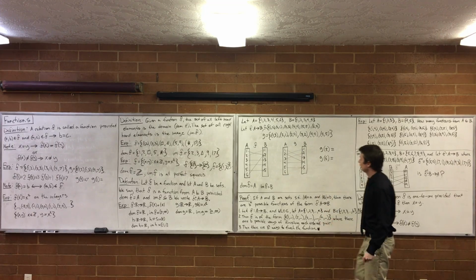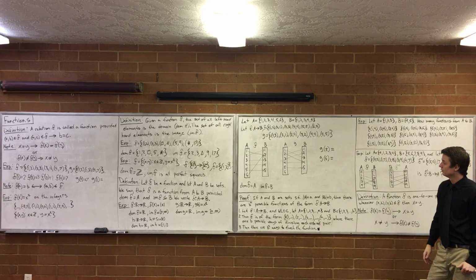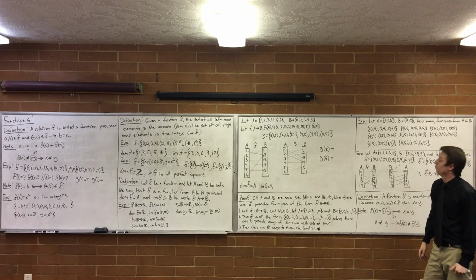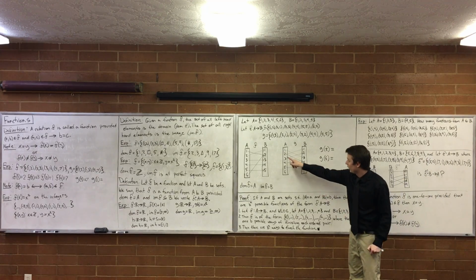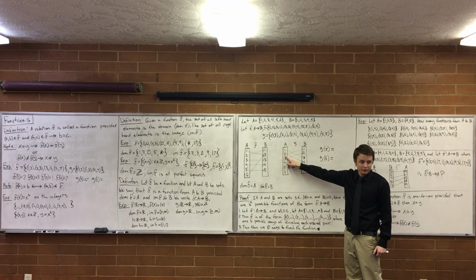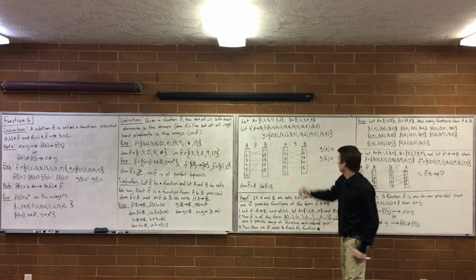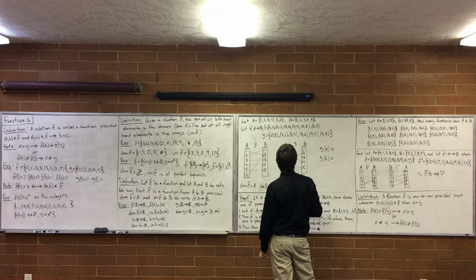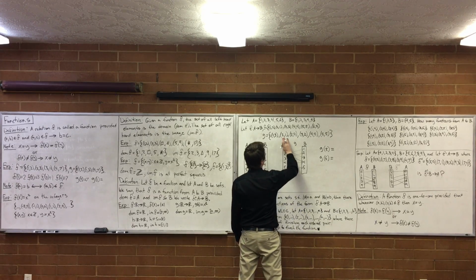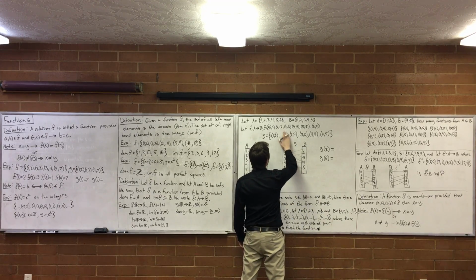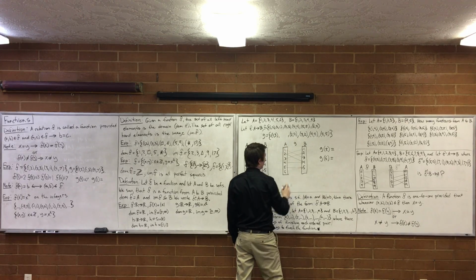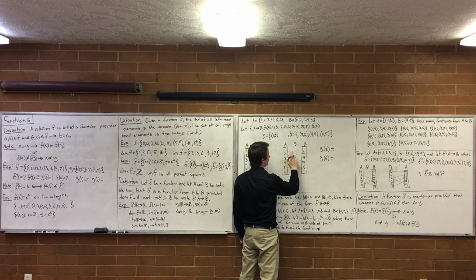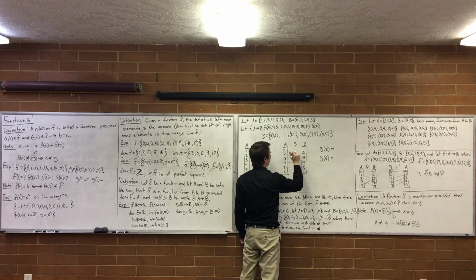And you're saying it's not a function, why not? 2 goes to 1, 2 goes to 4. Perfect. So it's because 2 is going to 2 different things. That's one problem. So now let's fix that. Let's say that we just get rid of 2 goes to 1. Now is it a function from A to B?